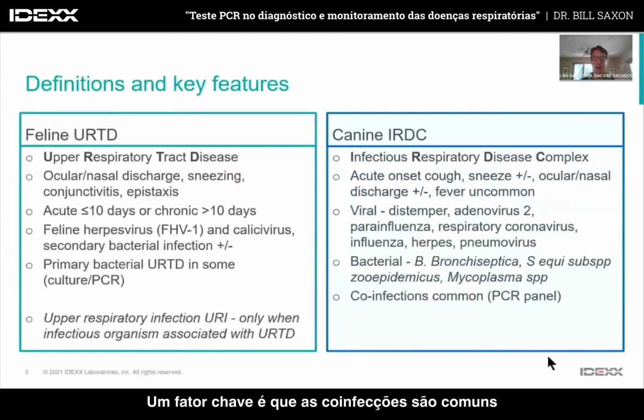And a key factor is that co-infections are common, and this is similar to what we see with vector-borne disease. So this is where our PCR panels that include multiple pathogens can identify all of their offending organisms. A couple of things to point out in cats.